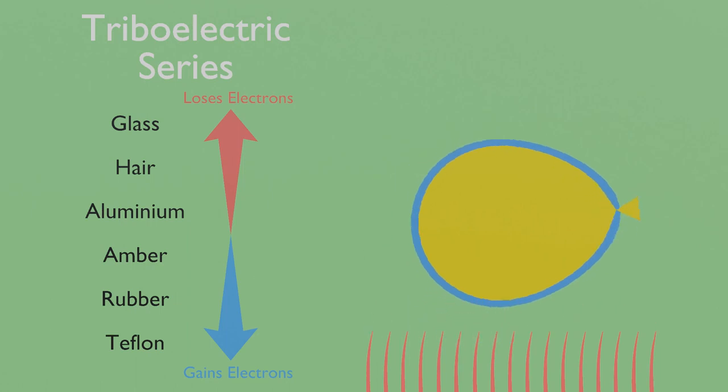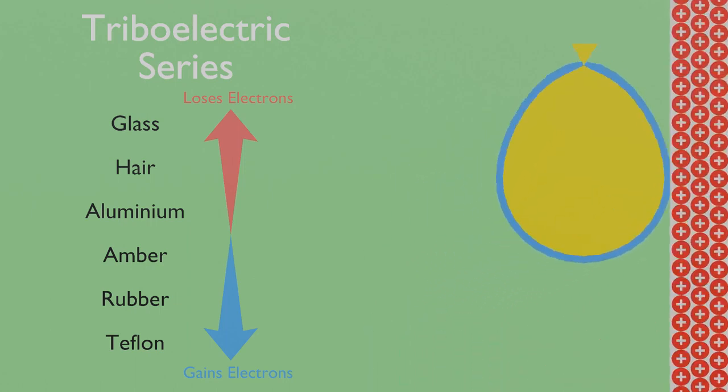With this negative charge, the balloon is now attracted to the positively charged nuclei in the atoms of the wall, allowing it to be suspended in midair.